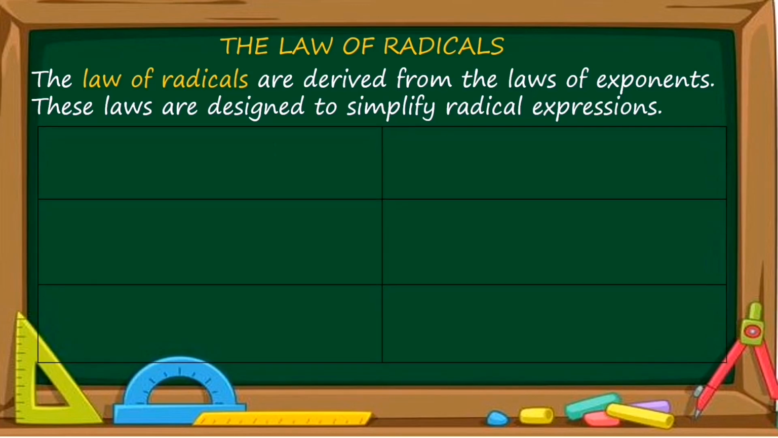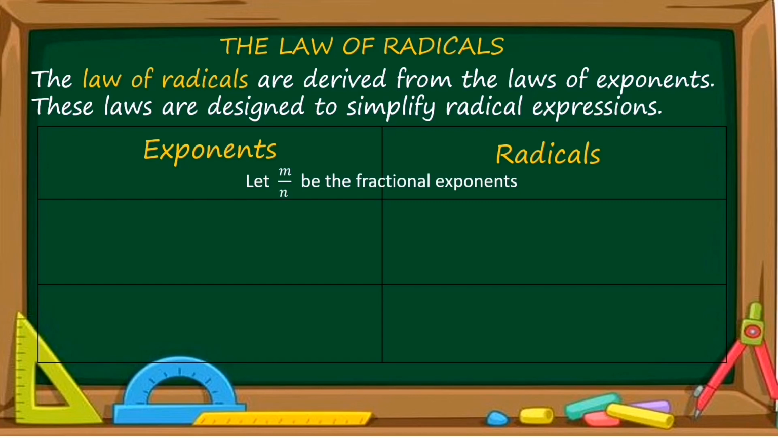So, let's start with exponents and then its equivalent in radicals. Let us use m over n as our fractional exponent. What if m is equal to n? Let us see. a raised to n, raised to 1 over n. Simplifying it, it is equal to a raised to n over n. n over n is equal to 1, so that is equal to a.